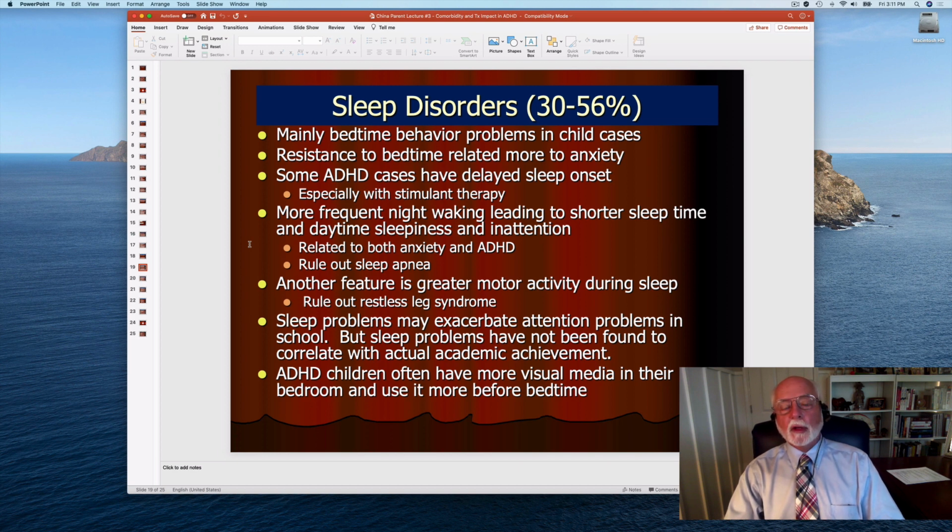One factor that might contribute to an increased risk for sleeping problems is that families of ADHD children, at least here in the West, are more likely to allow their children to play video games or engage with other visual media or technology close to bedtime, that is, into the evening hours.